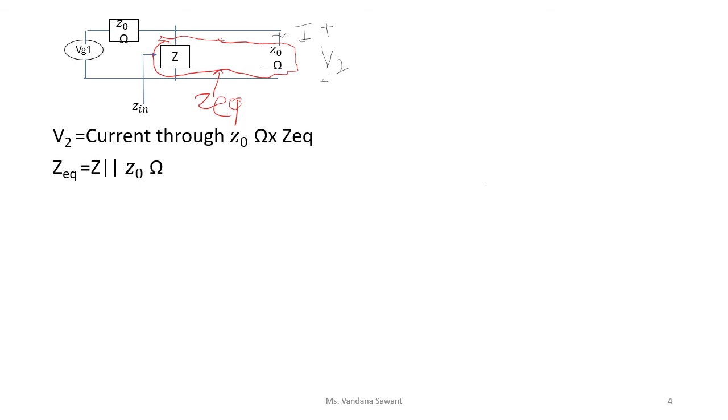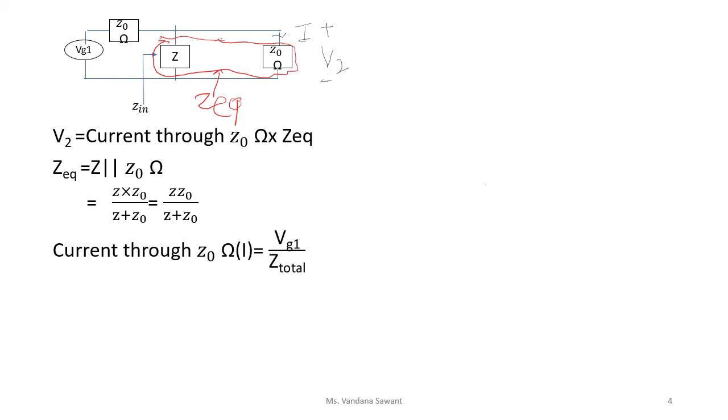Z equivalent is equal to Z parallel Z0. So we can write it as Z into Z0 divided by Z plus Z0, that is equal to Z Z0 divided by Z plus Z0. Now we need to find out the current. So the current through Z0, that is I, is equal to the input voltage Vg1 divided by Z total.